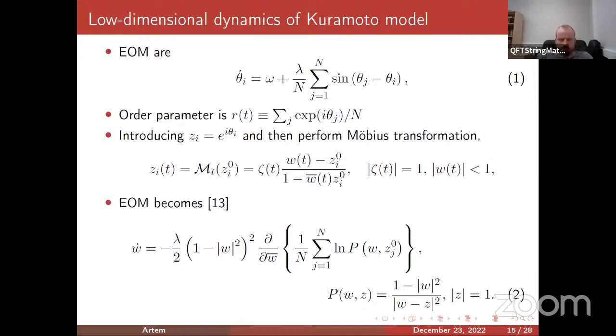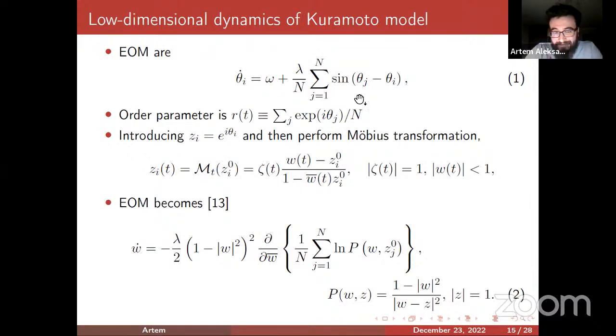Sasha Belborodov is asking what EOM is. I think it is equations of motion. Sorry, it stands for equations of motion.